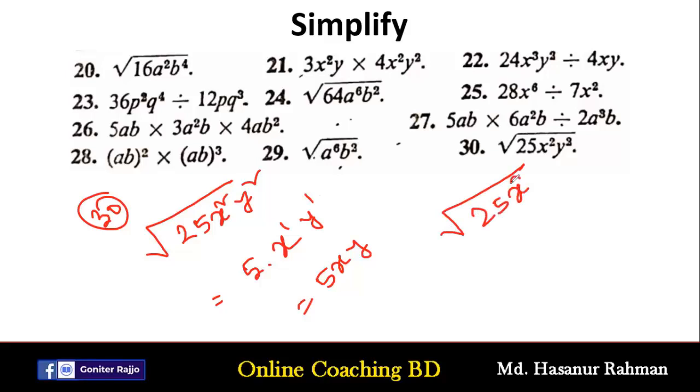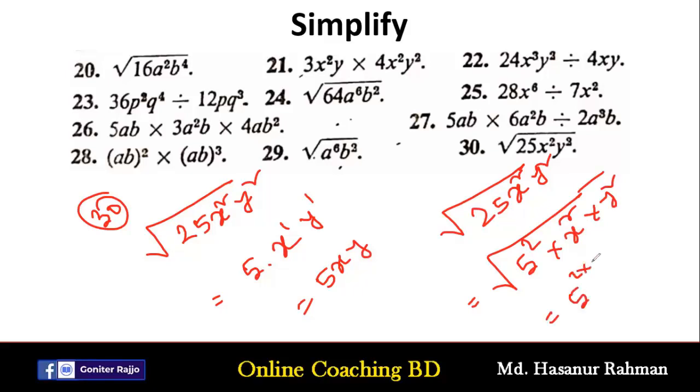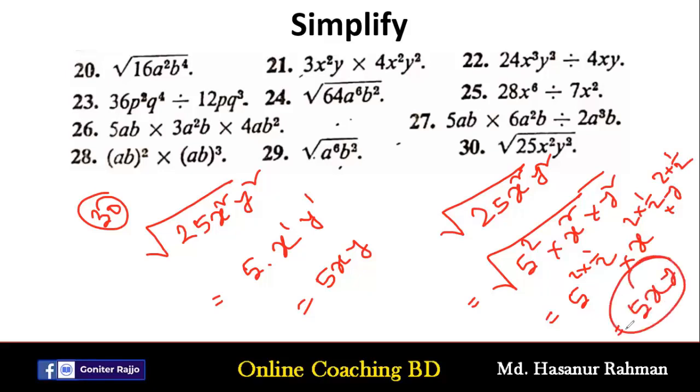Look, 25 x square y square. 25 actually means 5 square multiplied by x square multiplied by y square. So square root means we have to multiply the power by half. Multiplying any number by half or dividing any number by 2, both are the same thing. So x to the power 2 multiplied by half and y to the power 2 multiplied by half. If we divide, then our final answer will be 5xy. And that is the total solution of this chapter.